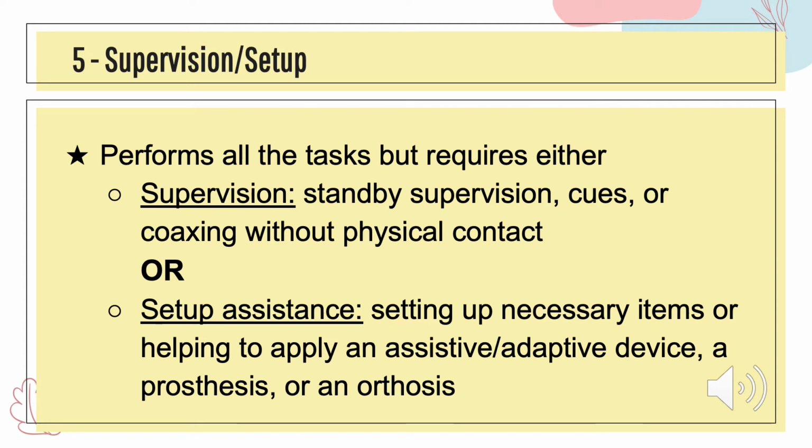Level 5 is supervision or setup assistance, and the child can perform all of the tasks, but they either require supervision or setup assistance. Supervision is defined as either standby supervision or cues without physical contact from the caregiver, or setup assistance. This is when the caregiver or the therapist has to set up the necessary items for the task or help to apply an assistive device.